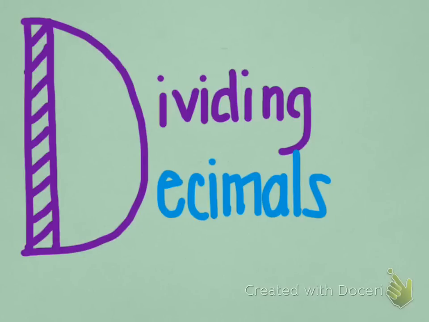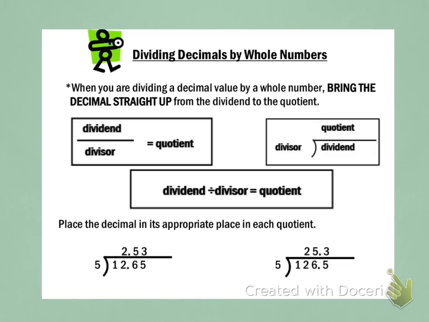Today we are going to learn how to divide decimals by whole numbers and by decimals. So when we divide decimals by whole numbers, when you are dividing a decimal value by a whole number, you bring the decimal straight up from the dividend to the quotient. Now those are key words here.